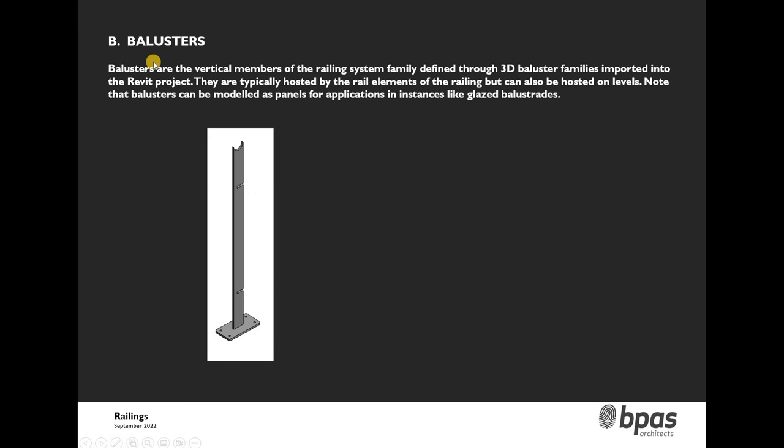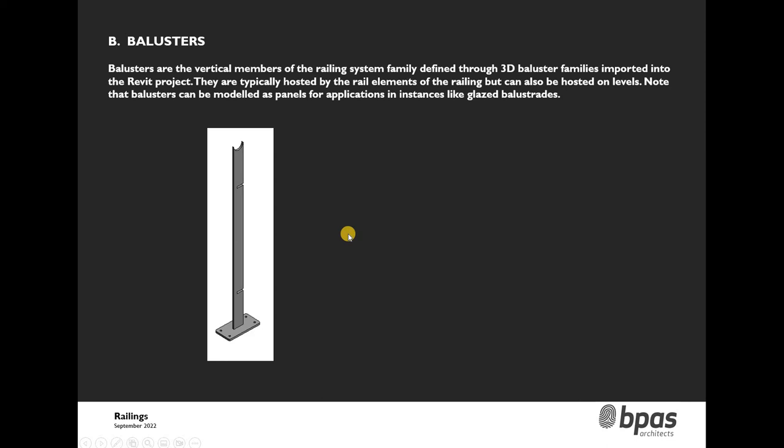Then the last slide here mentions that the balusters are the vertical members. As you can see, this is a baluster that has been made for this lesson. So it's a 3D object. You can customize as much as you want. You can see I've made some slots here where the rails will pass through, and I also made some holes and a base plate where it can be fixed into the ground, and a cutout for the top rail that's going to go through it.